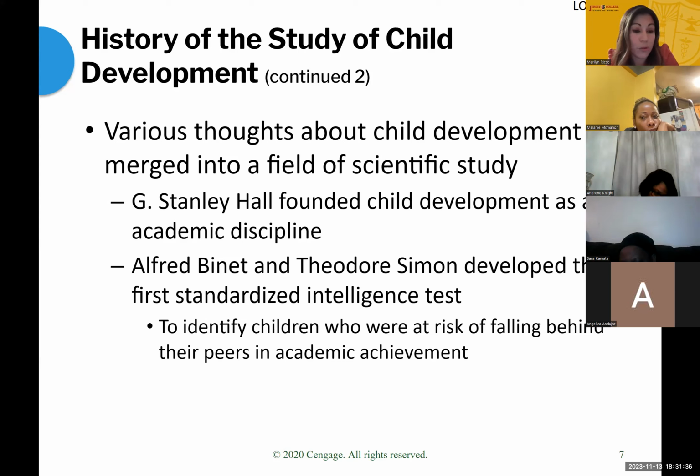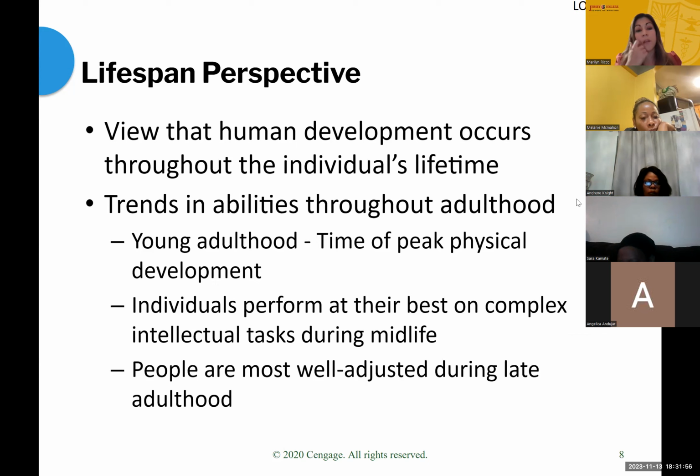So there, G. Stanley Hall founded child development as an academic discipline. So he started talking about school and that they needed to learn, and they learn and become who they are by getting an education. Alfred Binet and Theodore Simon developed the first standardized intelligence test. It was meant to identify children who were at risk of falling behind their peers in academic achievement. And the chapter will tell you more when you read the textbook about the evil that they thought these children were. You wouldn't know or think that, but yes, and there's a lot of research on that as well.